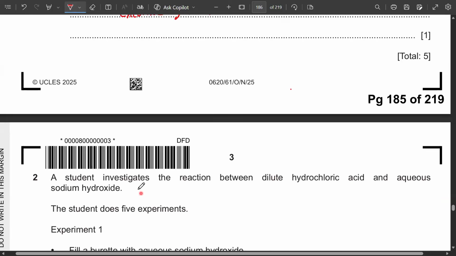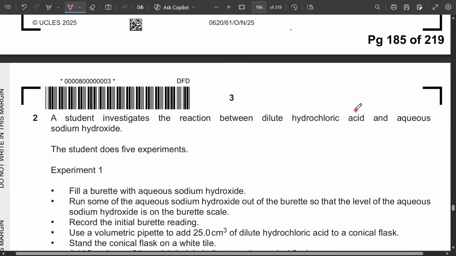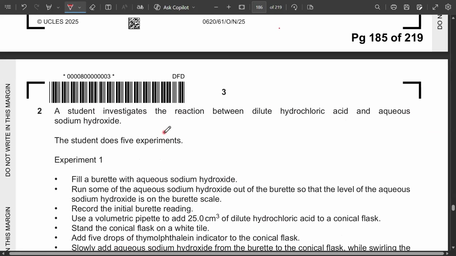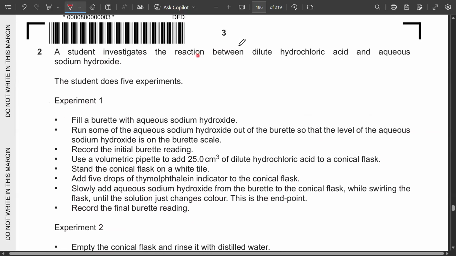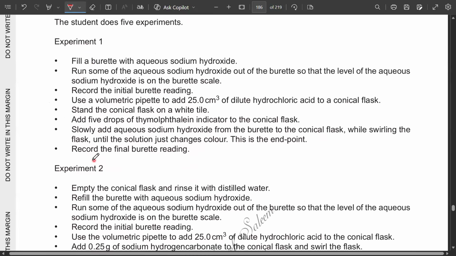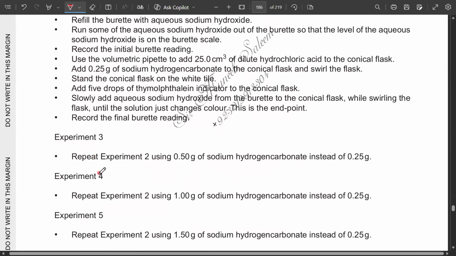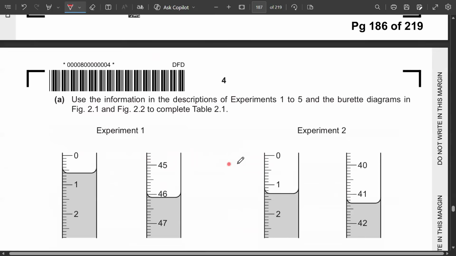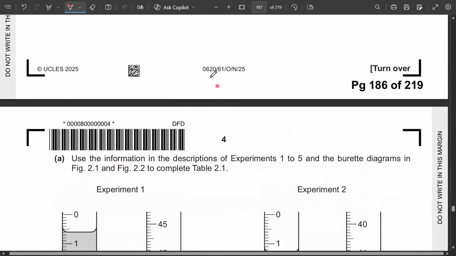Then question number 2, a student investigates a reaction between dilute hydrochloric acid and aqueous sodium hydroxide. There are a lot of words in question number 2. I will ask you to read through these words by yourself from your workbook. They are experiment number 1, experiment number 2, 3, 4, 5, and after that there is a diagram. You can find these from the paper 2025, October, November.